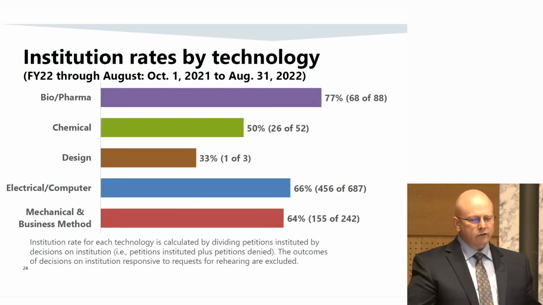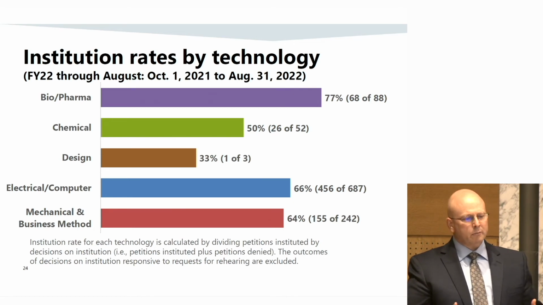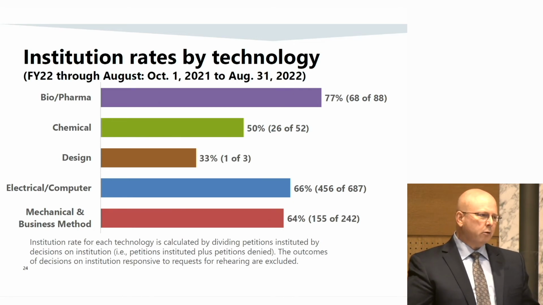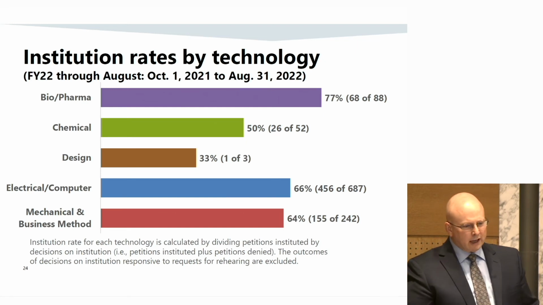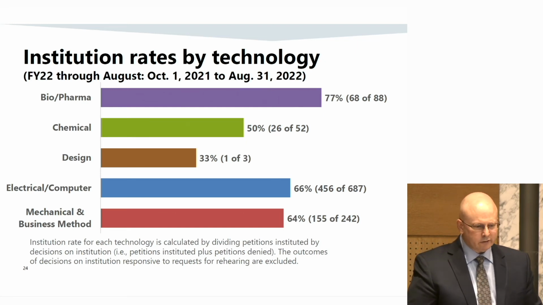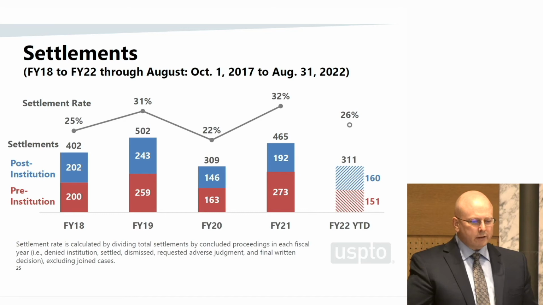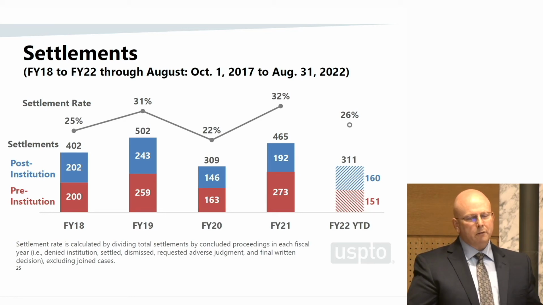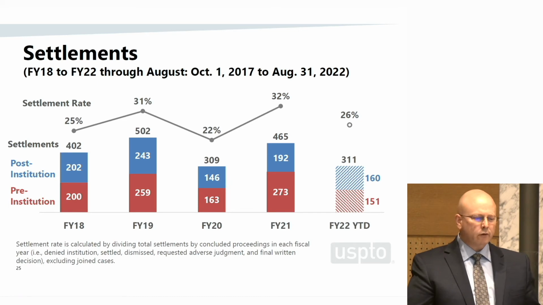Also by technology, this is another way to look at the institution rate. By technology, this varies year to year. So sometimes the biopharma is instituted less, but last year it ended up being instituted slightly more than the other technologies. Settlements, you can see that our settlement rate is fairly steady, between about 25 to 30% overall.